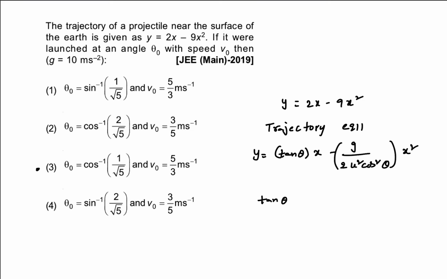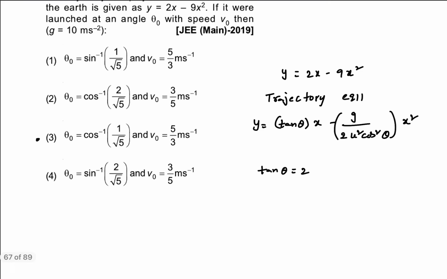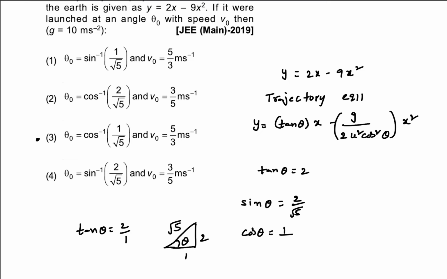Now in place of tan theta we are having 2. If tan theta is 2, the options have been given in sin and cos. So you can write tan theta value as 2 by 1. If you make a triangle, you can get the theta 2 by 1, hypotenuse will be root 5. So sin theta value will be 2 by root 5. Cos theta value is equal to 1 divided by root 5.